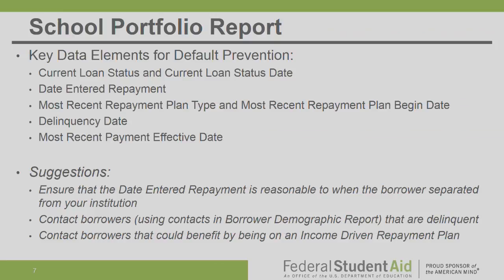So some ideas for managing your portfolio, and some good ideas so that you're not worrying about doing this after we produce the draft cohort default rate, is to run the report for a date entered repayment range. Are those the borrowers you're expecting to see?